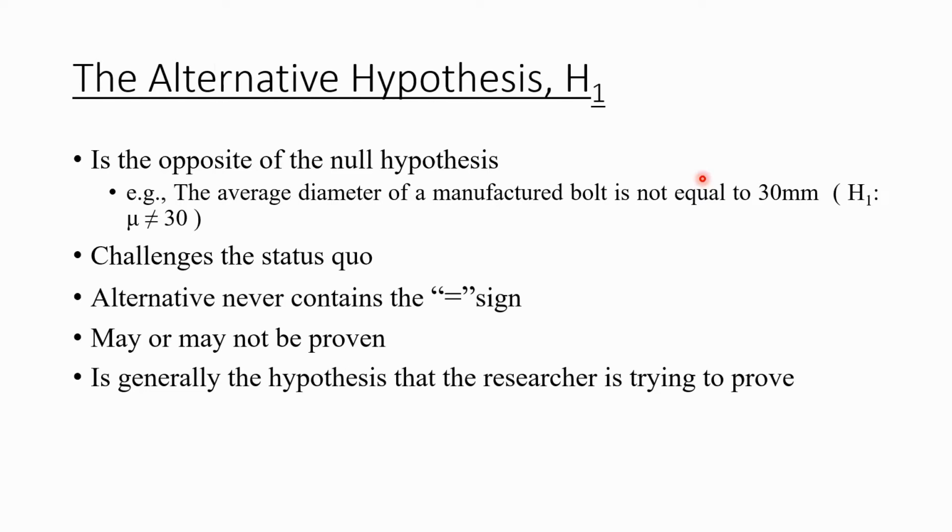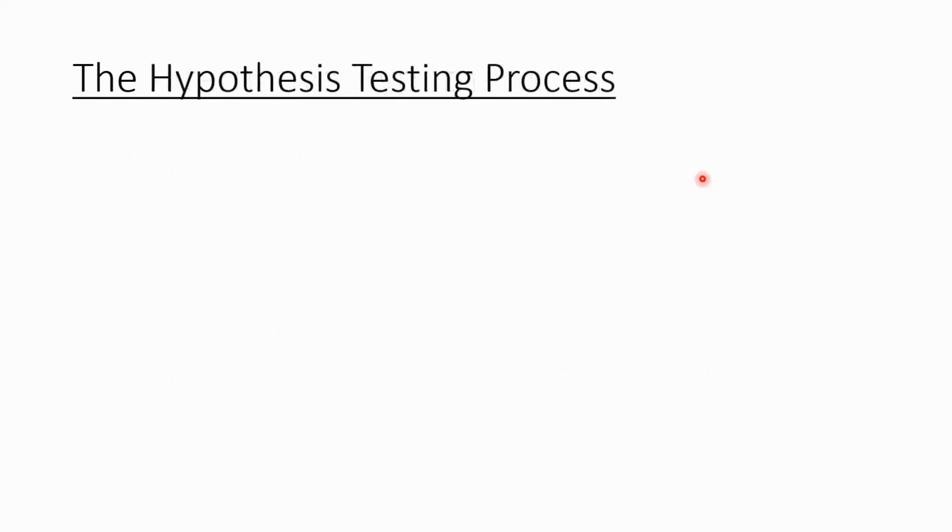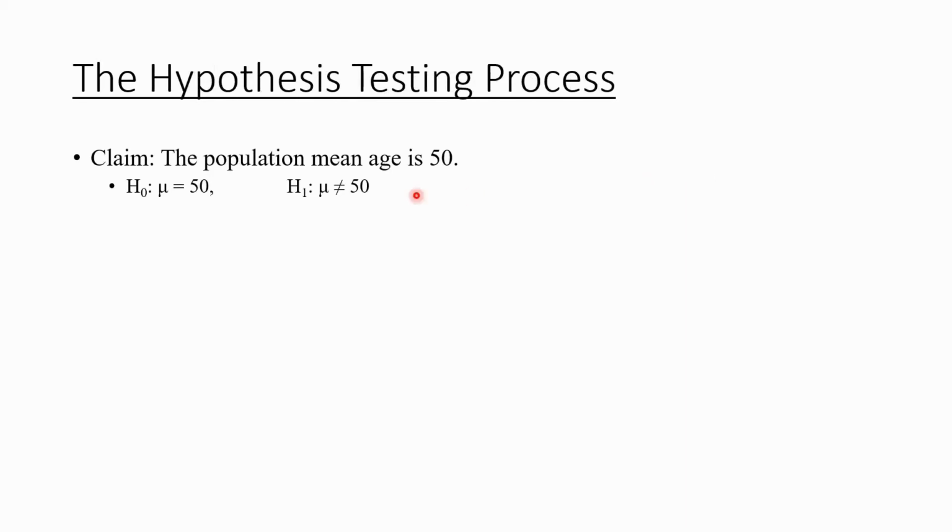Right, so let's have a look at how this process works. So you make a claim. The population mean age is 50. So you write it down. Okay, the population mean age is 50. So my null hypothesis is mu equals 50. Remember, the null hypothesis contains the equal sign. Therefore, the alternative hypothesis would be mu not equal to 50.